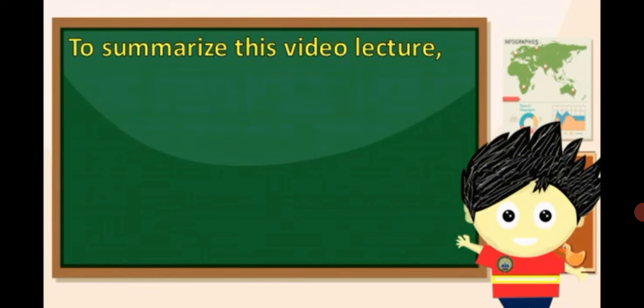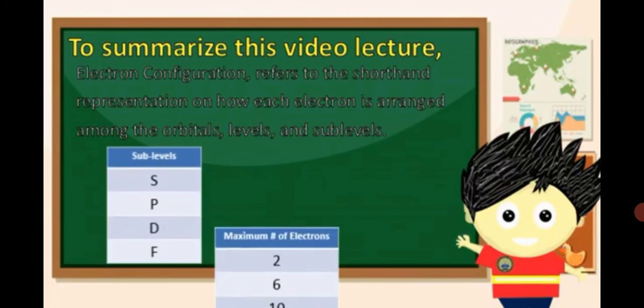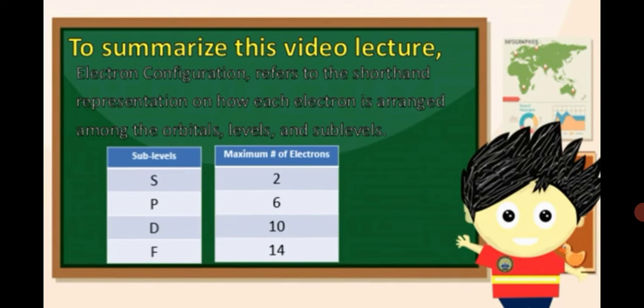To summarize this video lecture, electron configuration refers to the shorthand representation on how each electron is arranged among the orbitals, levels, and sublevels. Each level has a respective number of maximum electrons that it can accommodate. Ang S ay may dalawang maximum number of electrons. Ang P ay may 6 na maximum number of electrons. Ang D ay may 10 maximum number of electrons, samantalang ang F ay may 14 maximum number of electrons.